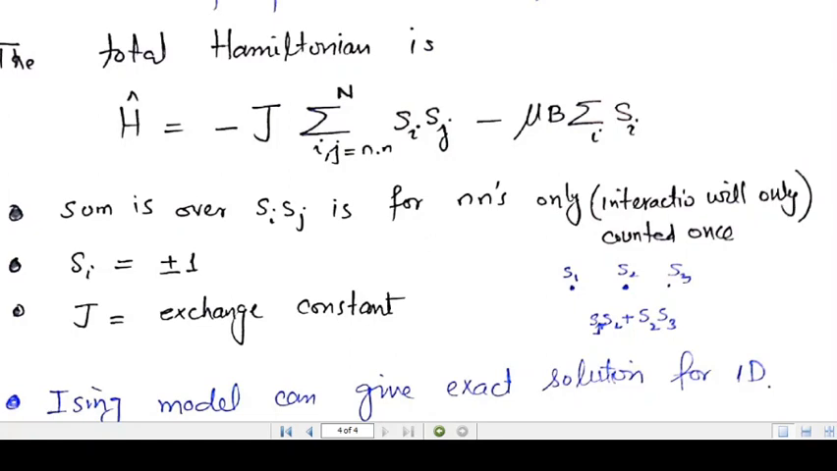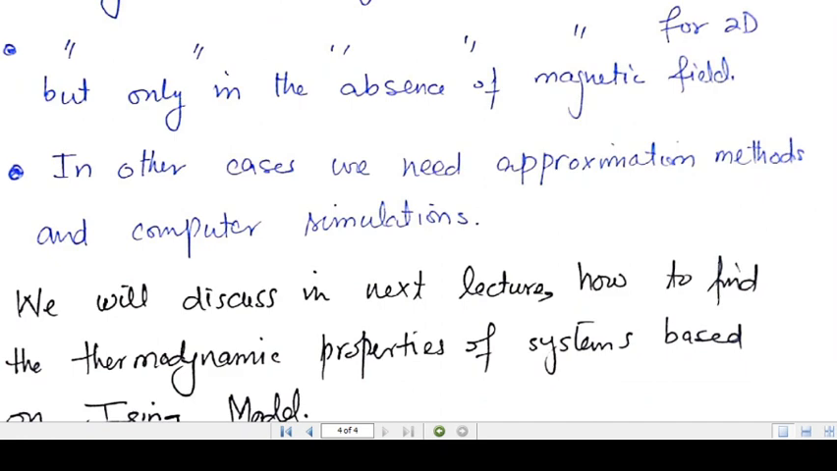So I will do two to three problems in the next lecture, by which you will understand how we can solve problems related to the Ising model. So that's it for today's lecture.